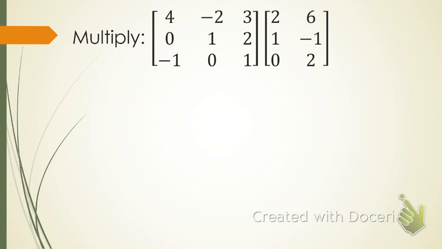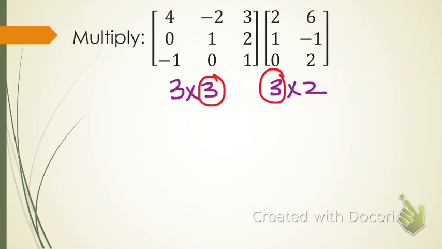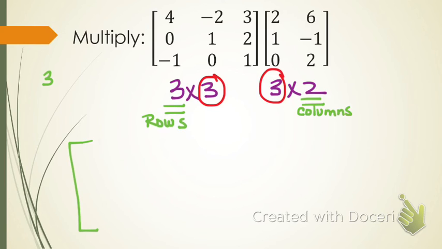Okay, so we have a 3 by 3 that we are multiplying by a what? 3 by 2. So that tells me, because these numbers are the same, that we can multiply them. My answer, whatever is left out, that is my dimensions. So my answer is going to have 3 rows. This tells me how many rows it will be in my answer. And this number tells me how many columns. So it's going to be a tall matrix.